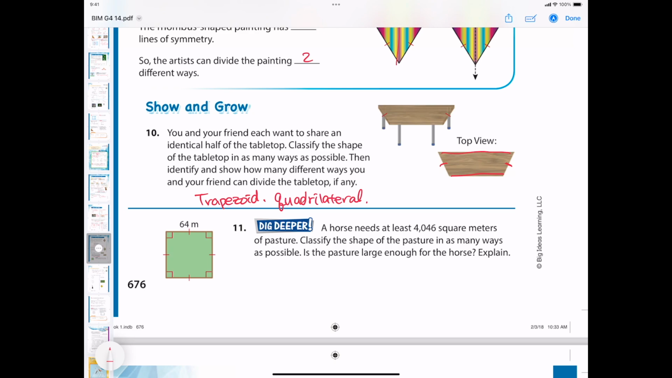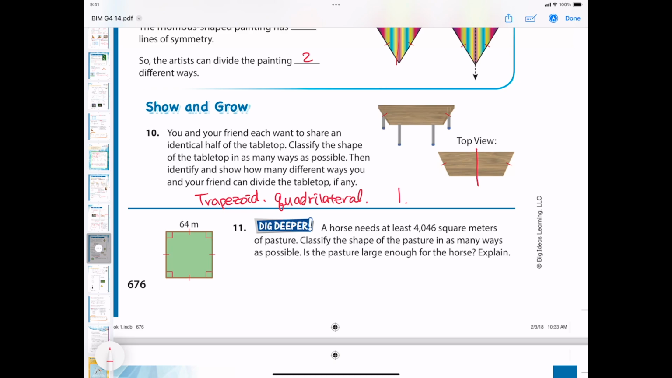All right. And how many lines of symmetry? Hold on, let me see. Let's see. Maybe you can split it in half, only one. Okay, line of symmetry, one line of symmetry. So one line of symmetry. Okay.